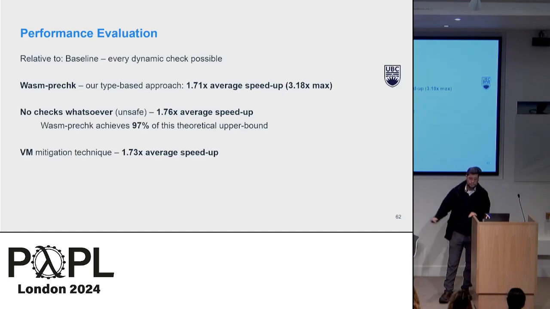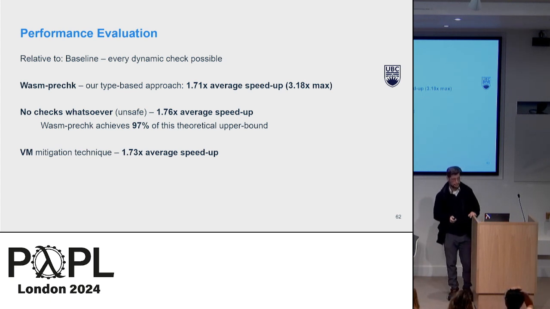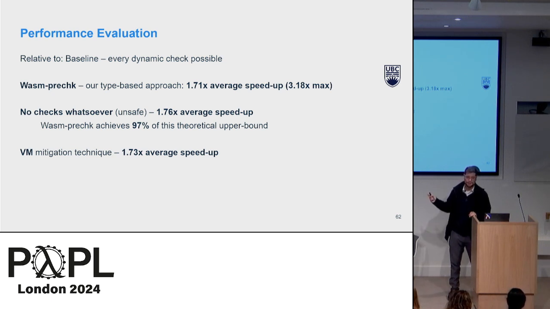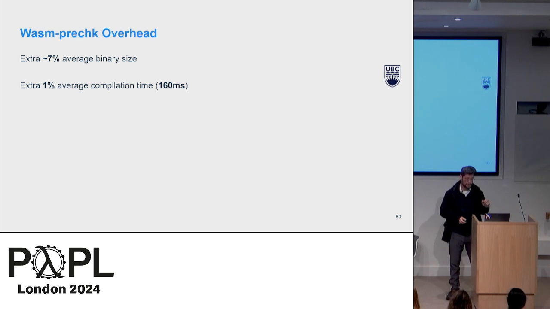So Wasm-prechk gets an average of a 1.71 speedup, which is 97% of the theoretical upper bound set by the no checks whatsoever mode, which gets a 1.76 average speedup. And then the VM technique gets a 1.73 average speedup. So all of these do a much better job than the expensive dynamic checks, but we do it with Wasm-prechk without virtual memory. And we do it with a low overhead, so there's only an extra 7% average binary size.